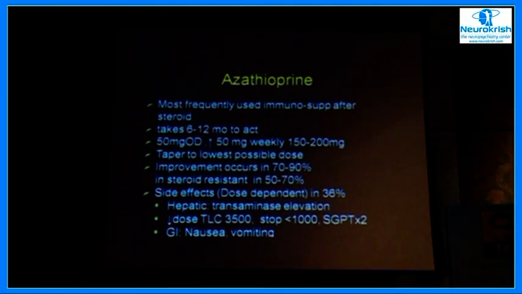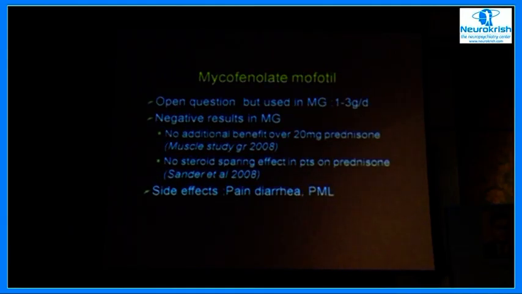Azathioprine, quite commonly we use, and it is the most frequently used immunosuppressant, but it takes a long time. It takes 6 to 12 months to act. And we start with a small dose of 50 milligrams, but increase it by 50 milligrams weekly to 150 to 200 milligrams. Taper to the lowest possible dose. There's no point in keeping it at a high dose. Bring it down when the patient is able to accept. Side effects like liver, blood counts, and gastrointestinal dysfunctions have to be monitored.